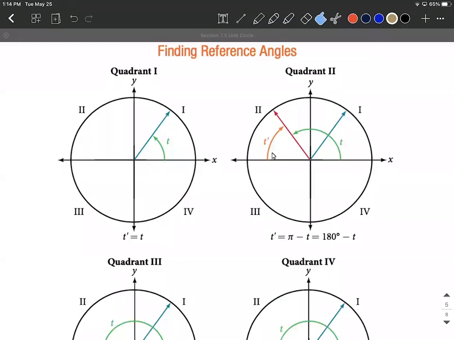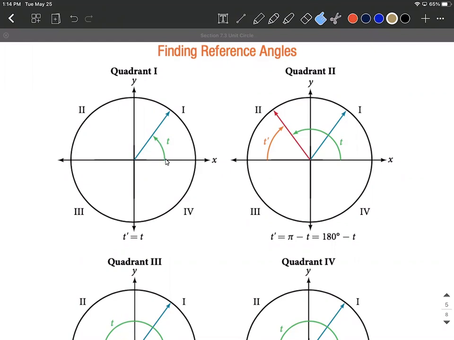Okay, finding reference angles. Reference angles are always drawn to the x-axis, and that is very important. Some students get this mixed up and try to draw them to the y-axis, but we really have to get down that we want to draw these to the x-axis. And the computations are going to be slightly different based on whichever quadrant the initial angle lands in.